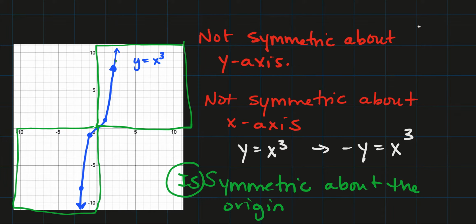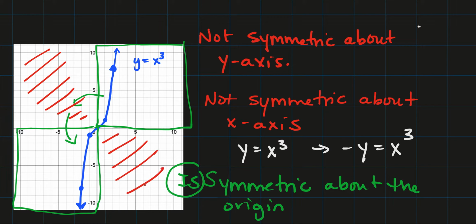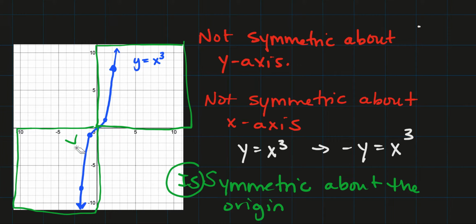So you can see if I rotate this, this piece will line right up on this piece. And anything I have in this section will line up with what's in this section when you rotate it. If that happens, then you have a graph that's symmetric about the origin, which is what we have here.